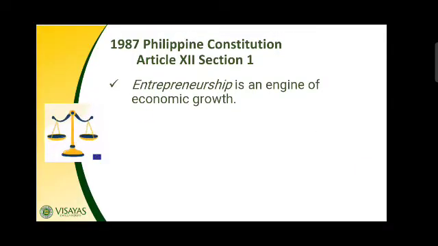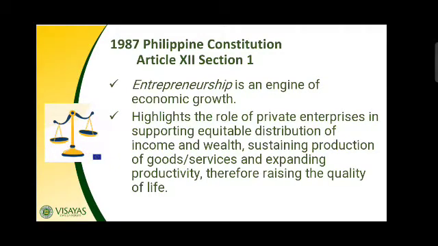So, in our Philippine Constitution, sa 1987 nga Constitution, Article 7, Section 1, ang entrepreneurship is giila siya nga engine for economic growth. It highlights the role of private enterprises in supporting equitable distribution of income and wealth. So, unsa man yung equitable income distribution? It means sa usa ka country, sa usa ka locality, dapat everyone has an equal opportunity to income and wealth. So, dapat bawat tao na ay equal opportunity na maka-access sa income and wealth. Sustaining production of goods and services and expanding productivity. So, therefore, raising the quality of life. So, that's for the Article 7.